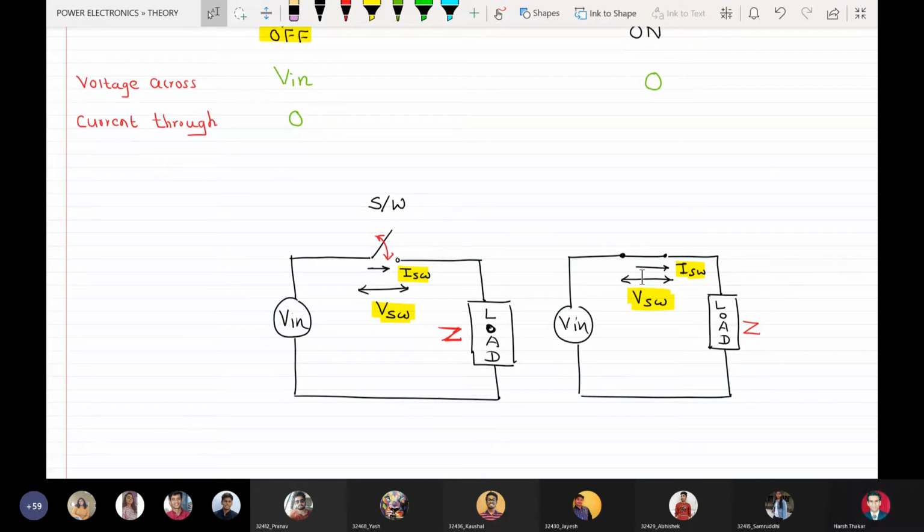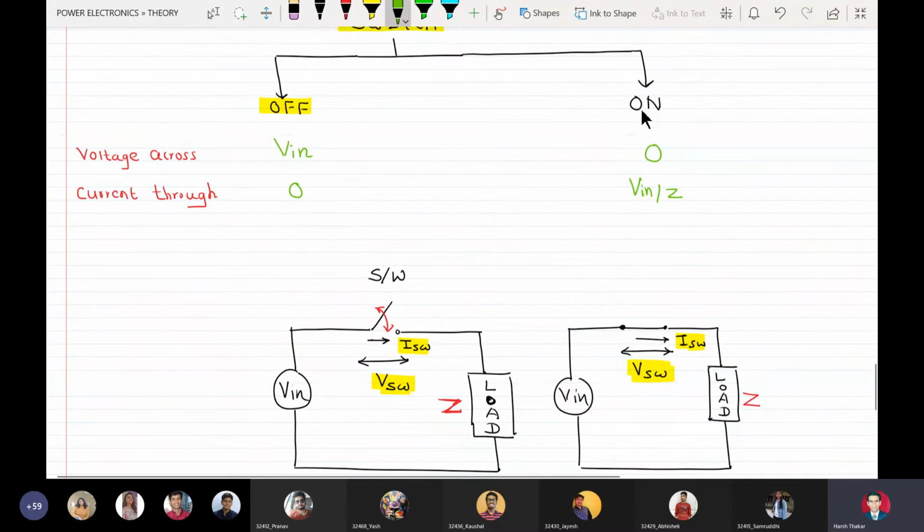What will be the value of ISW when the switch is closed? V in upon Z. Yeah, I asked twice because I heard V in into Z. So it is V in by Z, correct. V in by Z, okay.